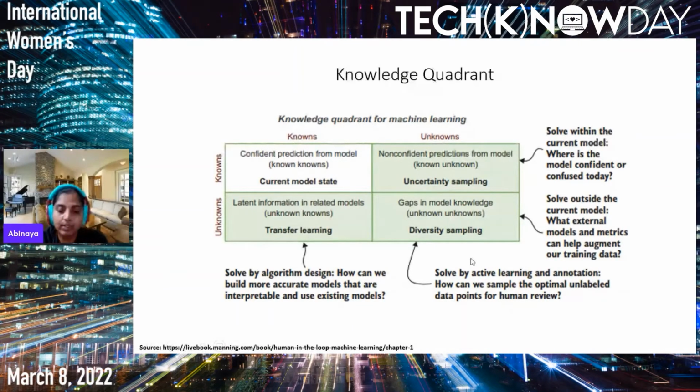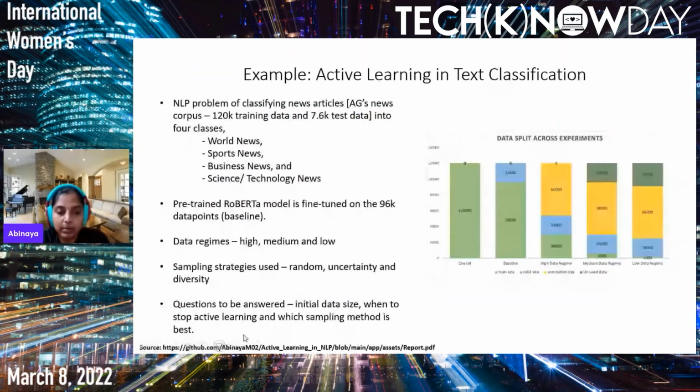Now, let's see an actual example of active learning in text classification. This was a small side project that I did for a course along with a partner. It is available on a GitHub repo, and I provided the link as well. The main objective of this example is to show you how to implement the basic techniques that I explained in the previous slides for a text classification problem.